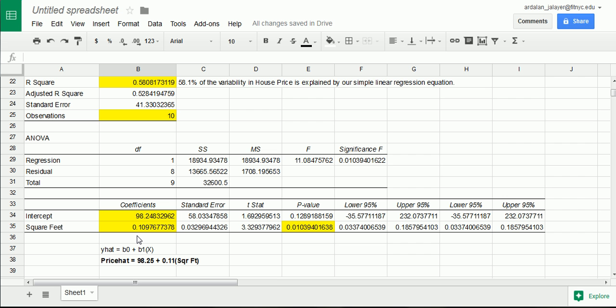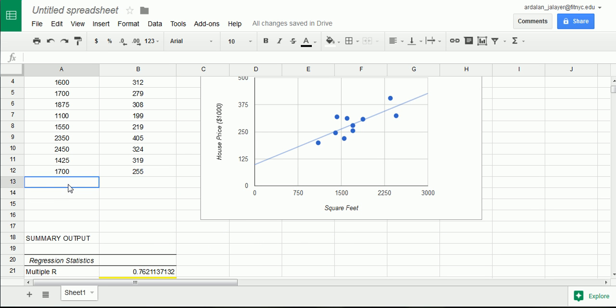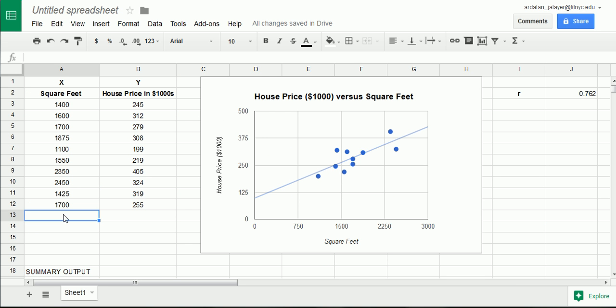Okay, so now we're a little more confident to actually get to the final phase, where we want to use our model to make predictions about new houses that are coming on the market. And this is very simple. So let's go back to the scenario. Let's say a new house comes on the market. This house is 1,650 square feet.